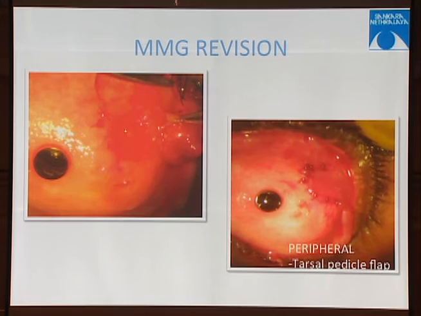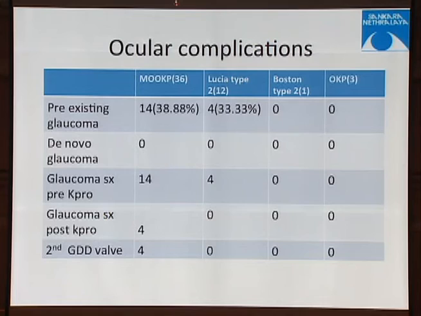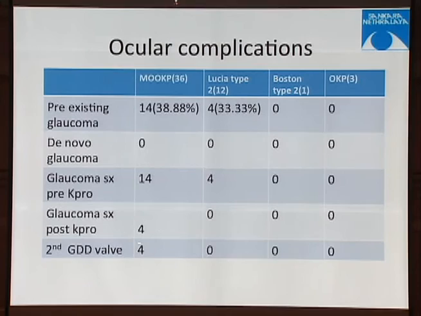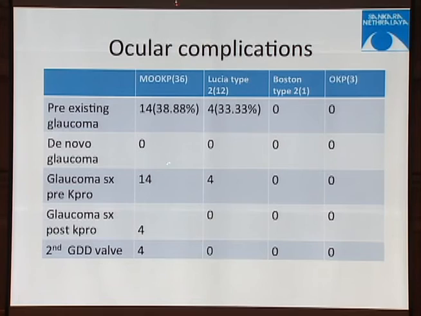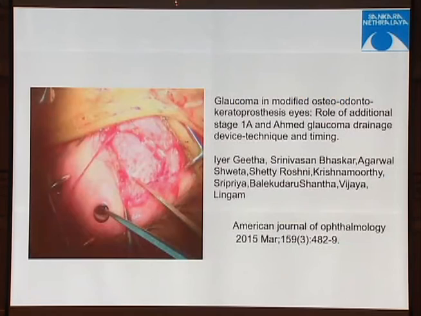Coming to complications, glaucoma was the primary problem. In 4 patients, there was worsening of glaucoma, which required a second glaucoma drainage device implantation in the OOKP group. But we did not have any new glaucoma patients developing. So we started off with 14, and we still ended up with 14 patients who had glaucoma, but in 4 of them it worsened, requiring a second tube implantation. And we've published our paper on the timing and the technique of doing an Ahmed glaucoma valve in the OOKP, in terms of which stage you would want to perform it and how to go about it.